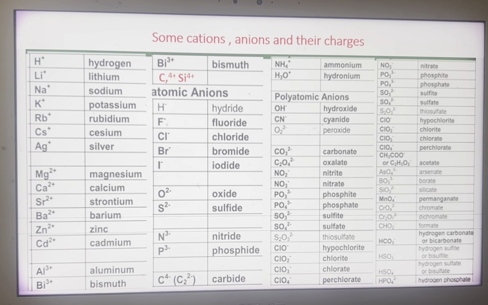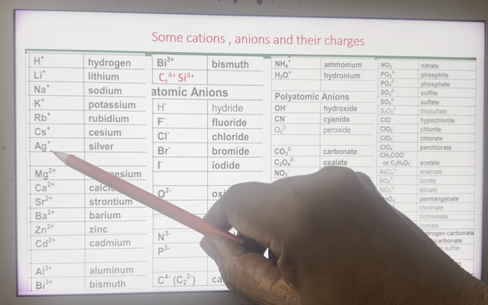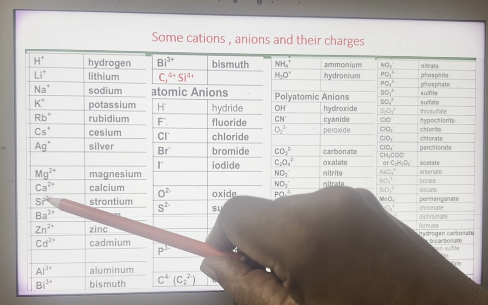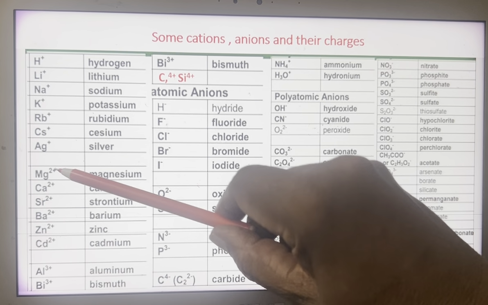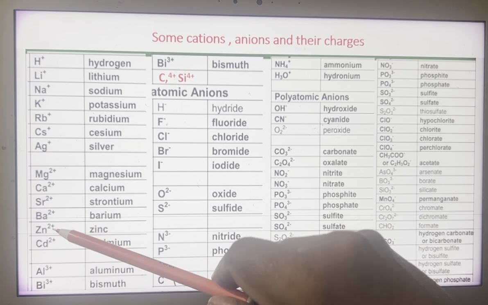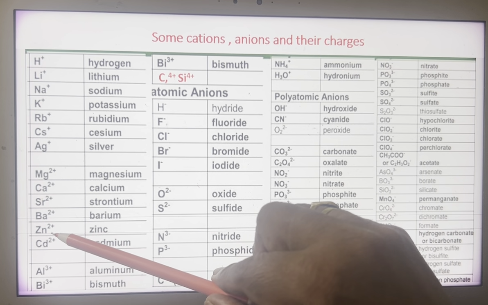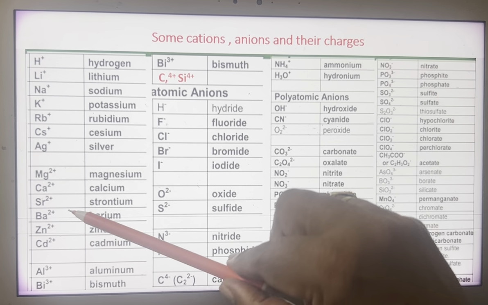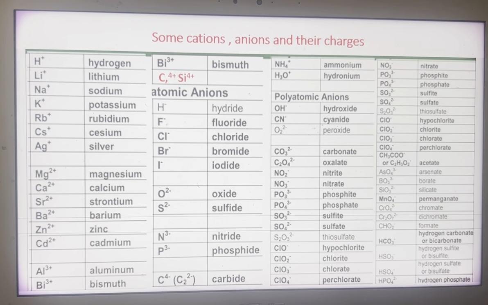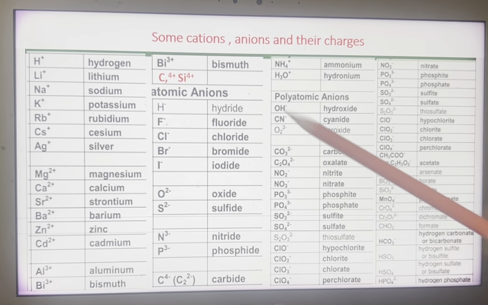So it is a list. You have to remember the first group elements, +1. In addition to that, silver, +1. Second group elements are +2: magnesium, calcium, strontium, barium, like that. In addition to that, some transition elements mostly come in various compounds: Zn 2+, Cd 2+, aluminum is 3+, bismuth is 3+, carbon is 4+, and silicon is 4+.